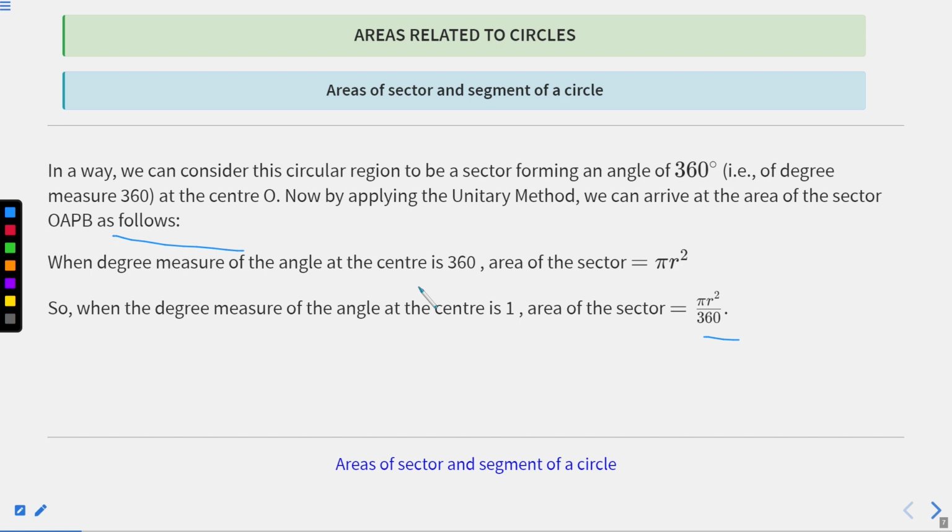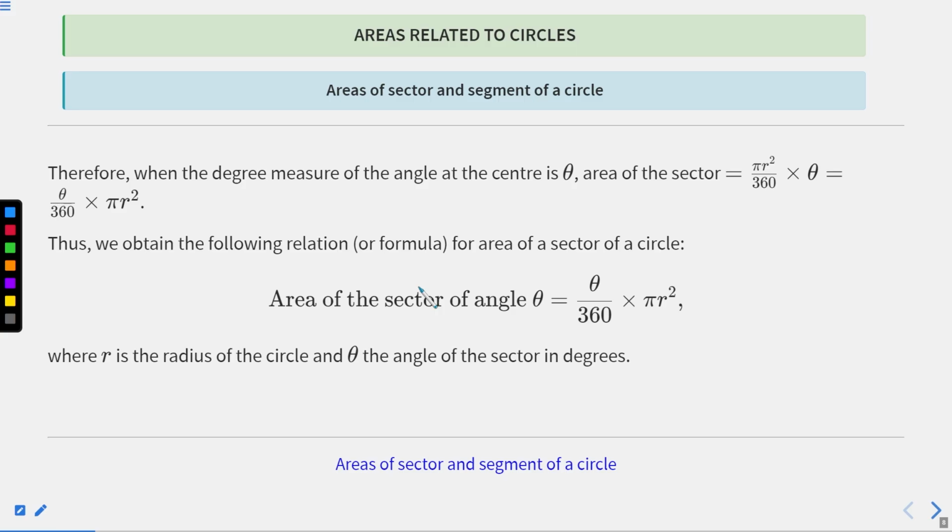Okay, so therefore when the degree measure of the angle at the center is theta, then the area of the sector is equal to pi r square by 360 into theta. So this is the area of the sector when the degree measure of the angle at the center is theta. This is the formula for finding the area of the sector when the angle at the center is theta.